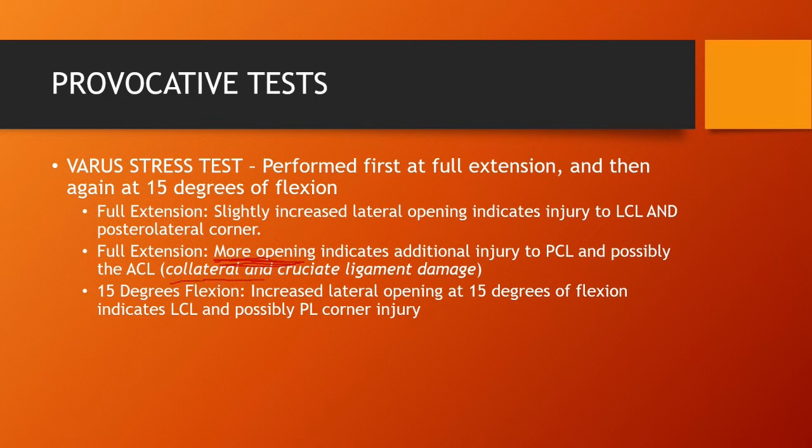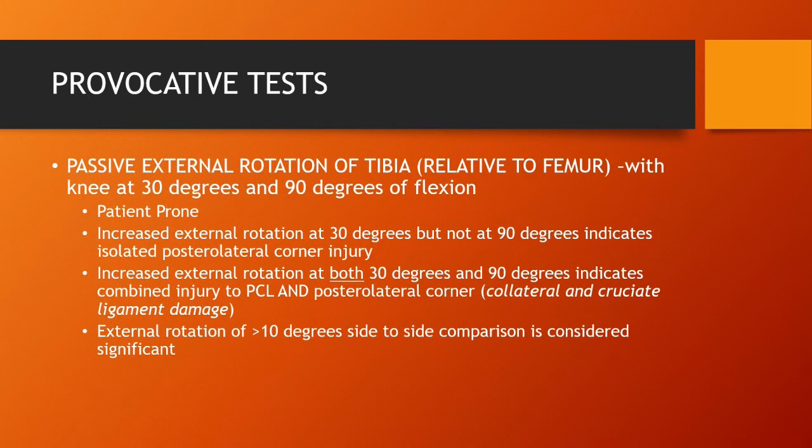So this would be an example of a combined ligament injury involving the collateral and the cruciate ligament. And then at 15 degrees of flexion, increased lateral opening is going to suggest injury to the lateral collateral ligament and then also possibly additional posterolateral corner structures. Okay, so we're going to assess at both full extension and then also at 15 degrees of flexion. So that test is done supine.